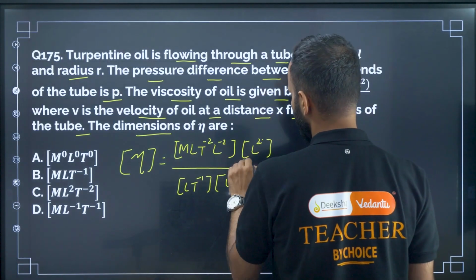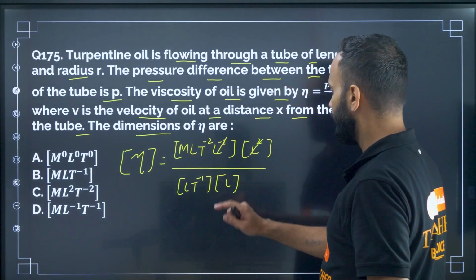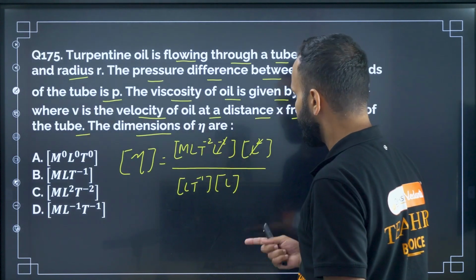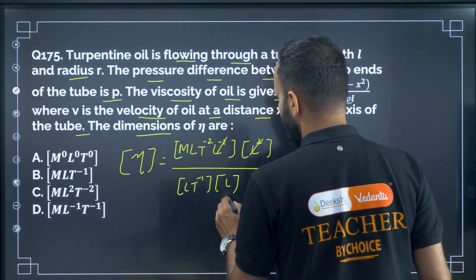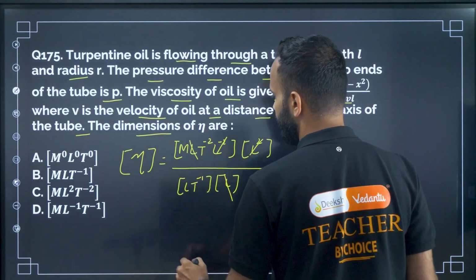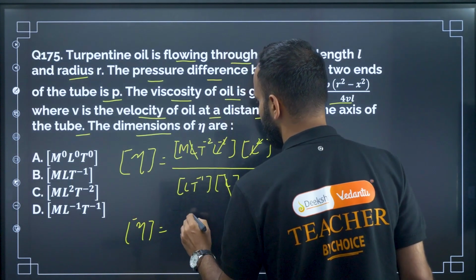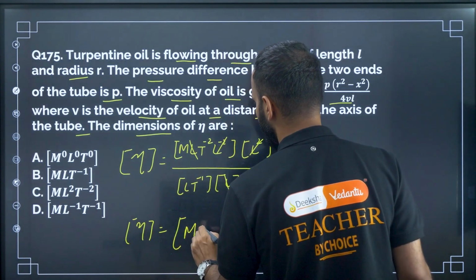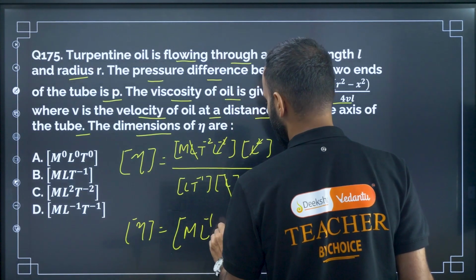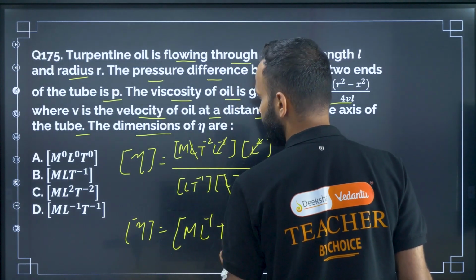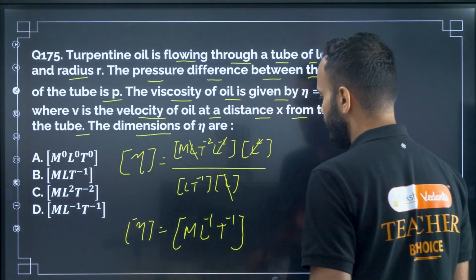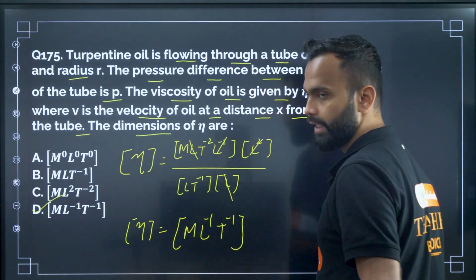Here L square into L to the power minus 2 will get cancelled, right? Now L will get cancelled, right? Now dimension formula of coefficient of viscosity is equal to M L to the power minus 1 T to the power minus 1. Okay, M L to the power minus 1 T to the power minus 1. So option D is the correct answer.